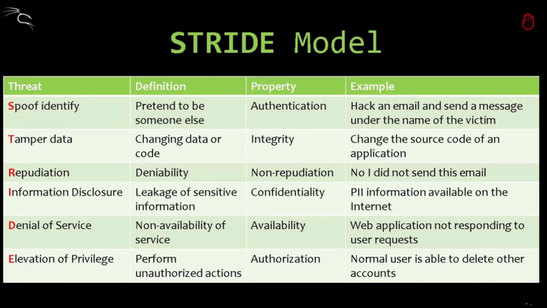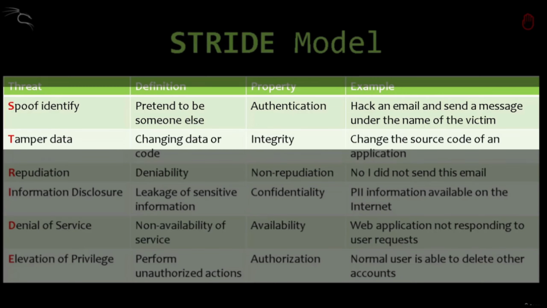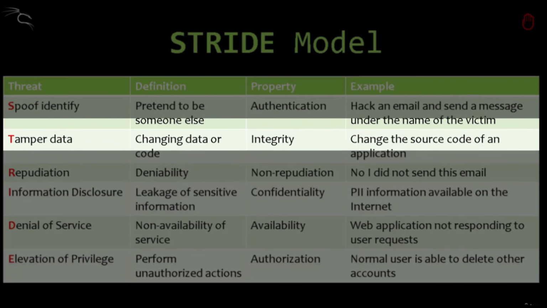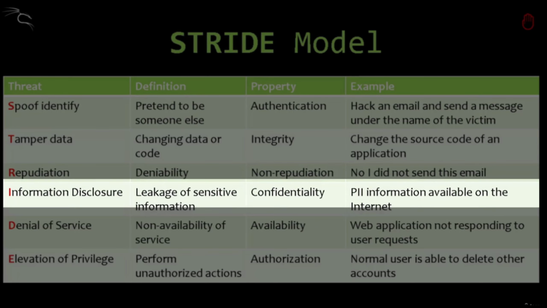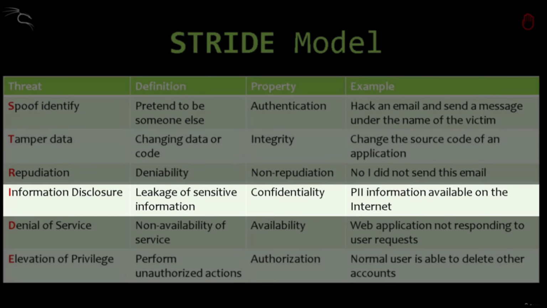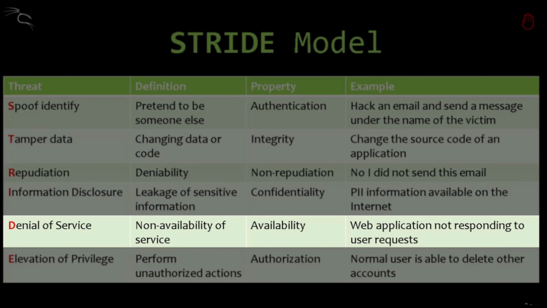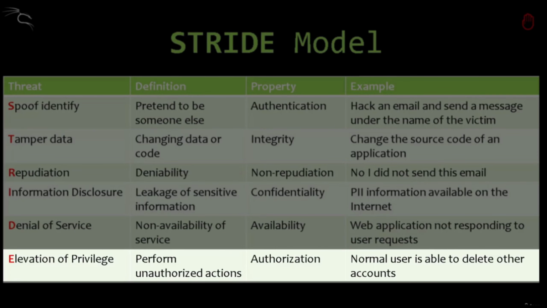So the ultimate goal of STRIDE is to go through the process and start asking ourselves, how can someone spoof his identity? How can someone tamper with our data? And how can we make sure that there is no repudiation in place? How can information be disclosed, and how can someone take advantage of some vulnerabilities to cause a denial of service? And how can someone access the system in an unauthorized way?